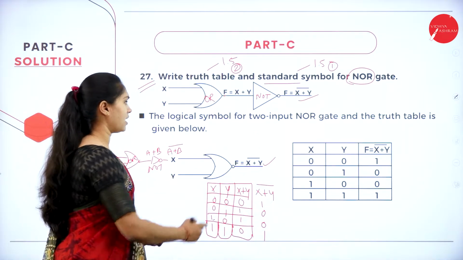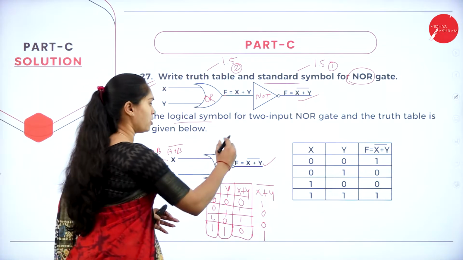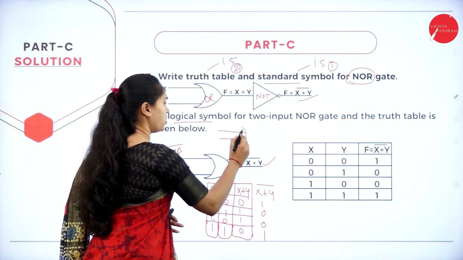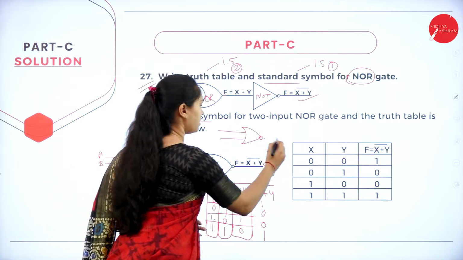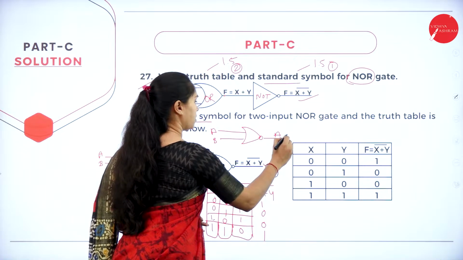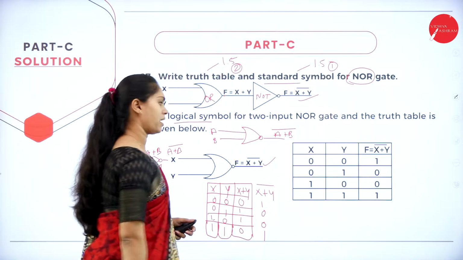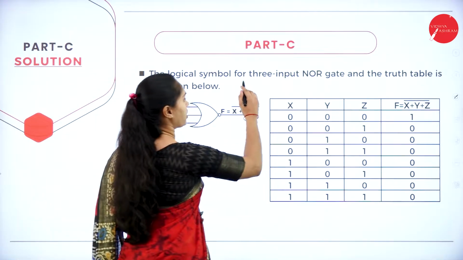Here you can see the logical symbol of this NOR gate, which has two inputs. Here I am going to take a two input OR gate, and if we put a NOT gate or inverter, it will be a NOR gate. A plus B, then it will be A plus B complement. The same way we can do it with the 3 input NOR gate also.